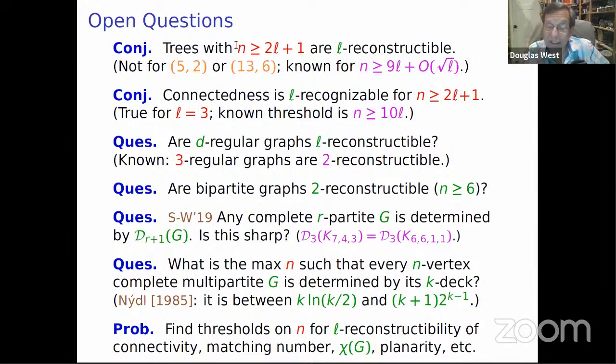Okay, so even the result we have about L equals three for trees is stronger than their result for the special case of L equals three, but even this we do not believe is sharp.